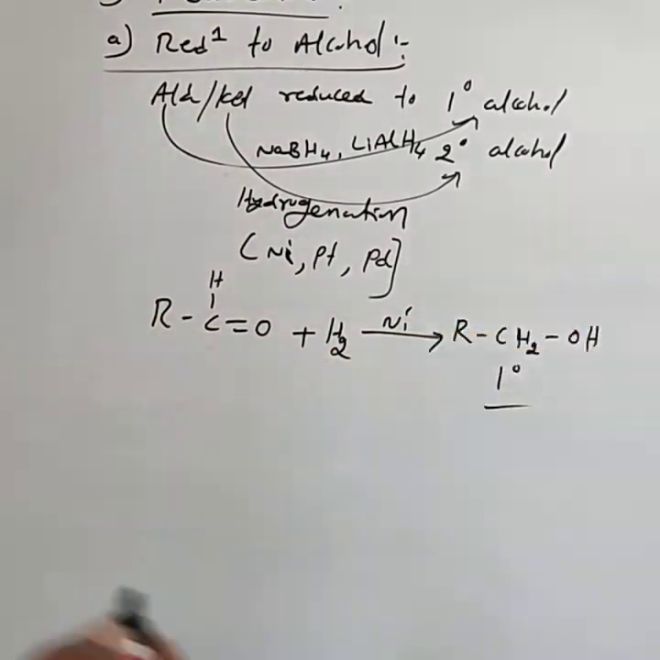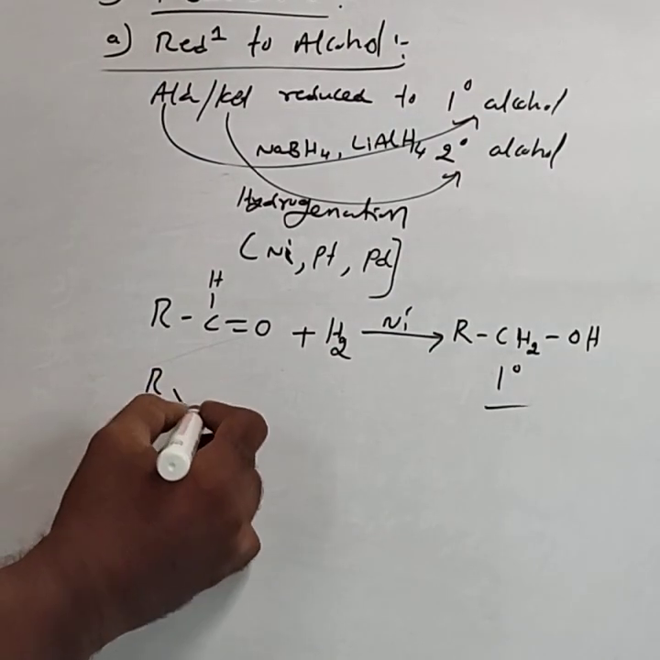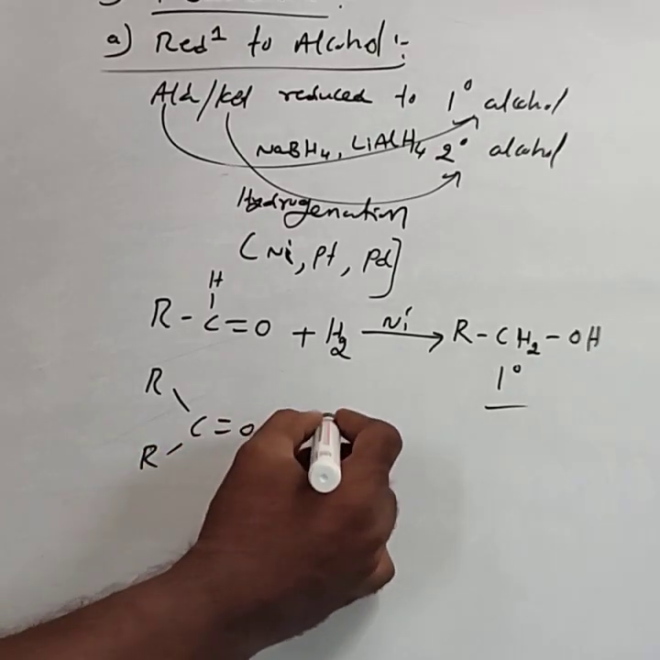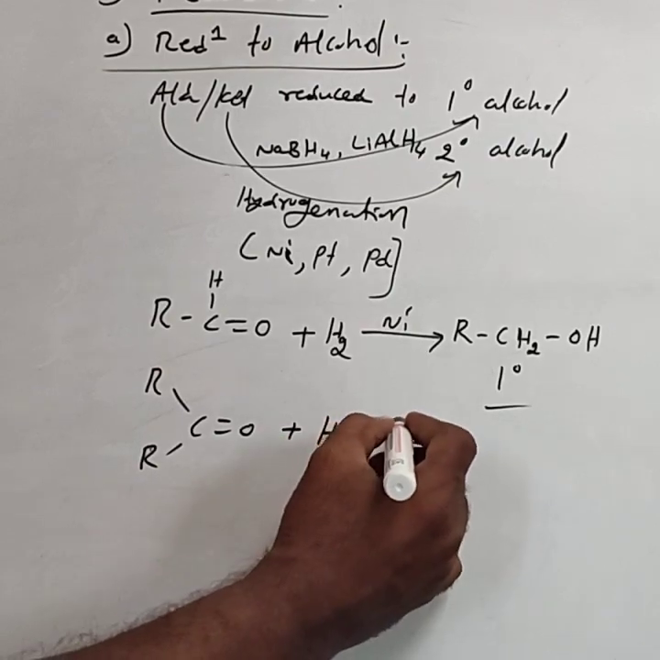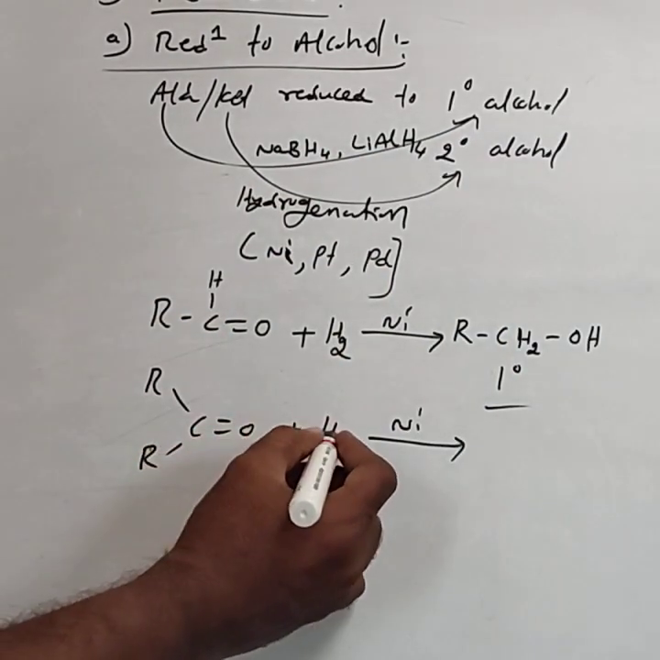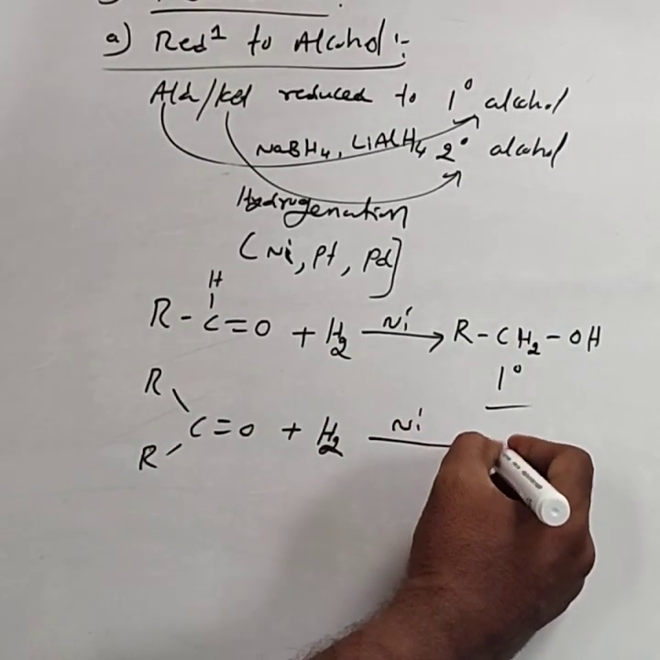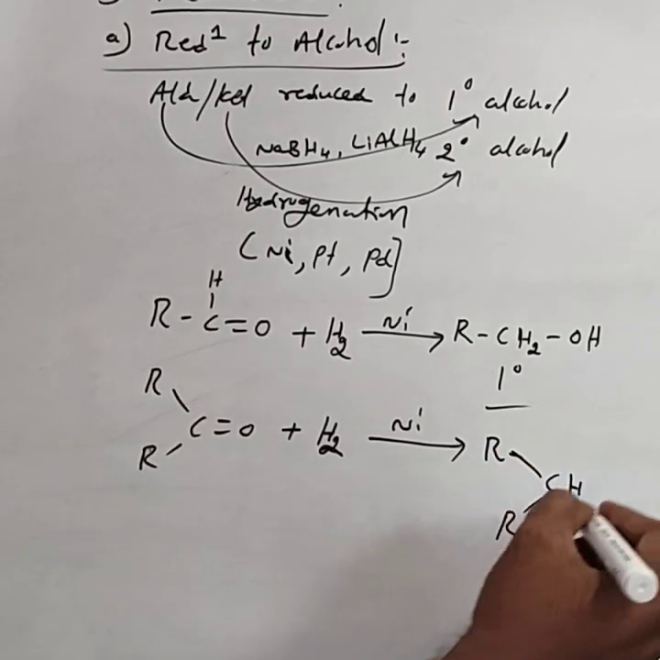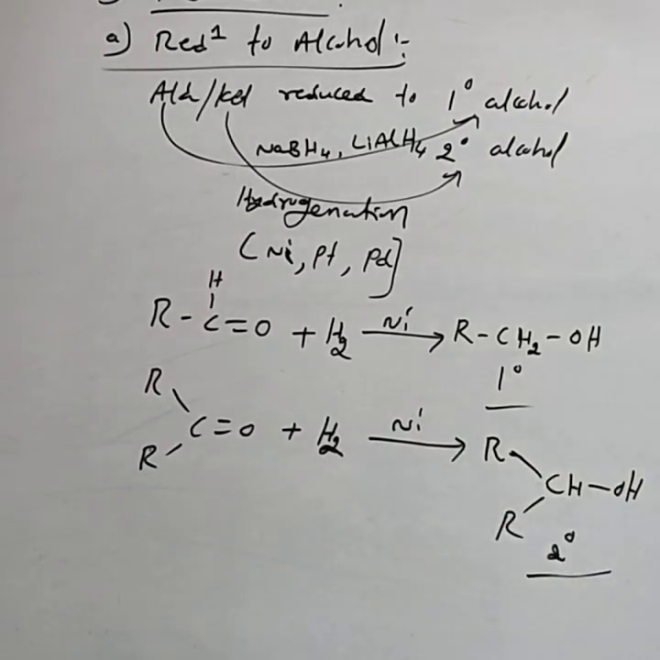Here one hydrogen, here one hydrogen gets added, and the formula becomes RCH2OH. This is primary alcohol. Similarly, if you take a ketone, that is R2CO, on catalytic hydrogenation using nickel, platinum or palladium catalyst, it results in the formation of R2CHOH. This is the secondary alcohol.